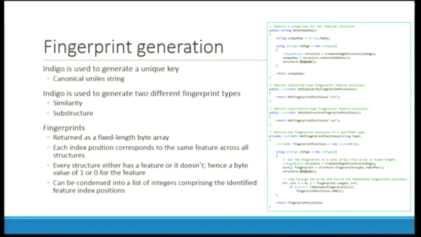So how do we generate fingerprints? Well, just in terms of generating the unique key, we actually use Indigo to generate the canonical SMILES string. And when it comes to generating fingerprints, we can basically specify a particular fingerprint type to Indigo, whether it's sim for similarity or sub for substructure. And then Indigo returns the byte array. And then all that we do is loop through the positions within the byte array, looking for bytes with a value of 1. And then what we get out of this is a list of integers.